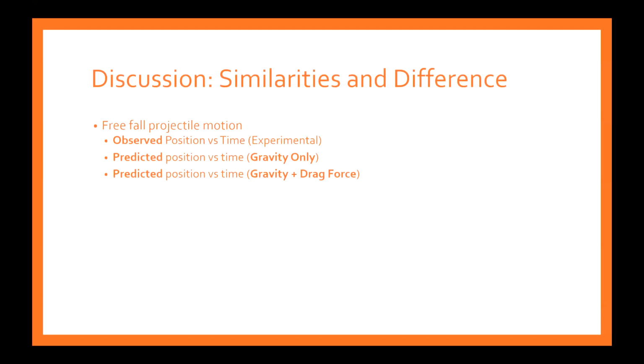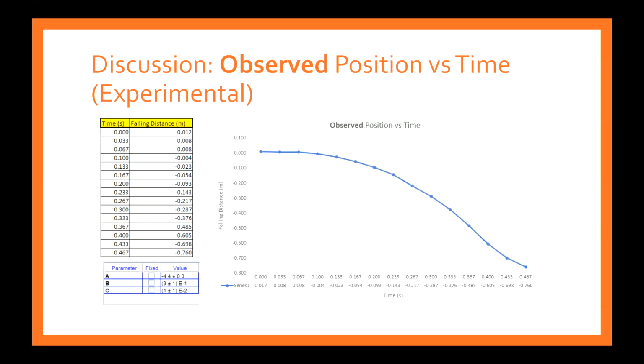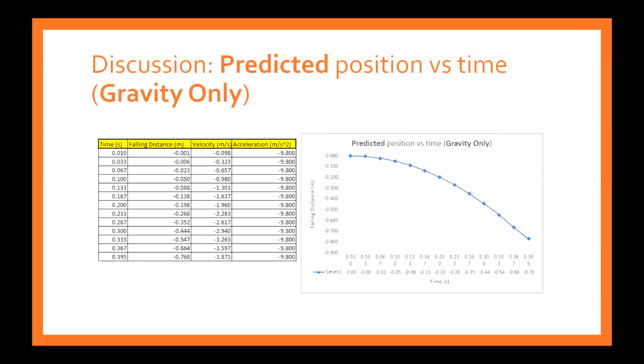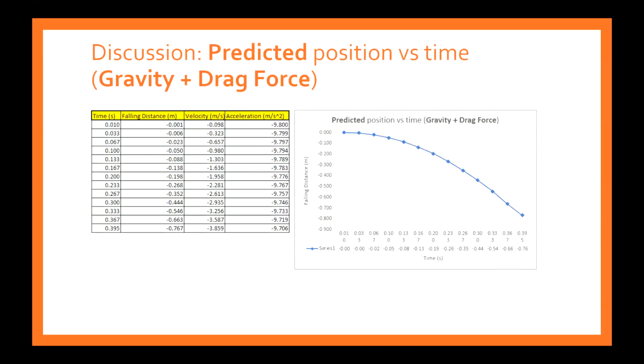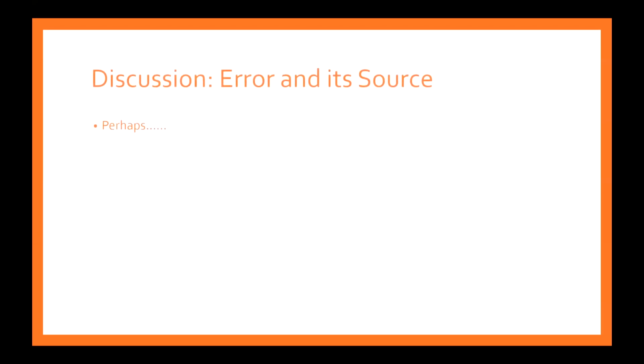Similarities and differences of those three. Here's what I actually got in this experiment. The acceleration was negative 4.4 meters per second squared. I have no idea why I got it. I was supposed to get around 9.8, but yeah. Here is what I got for the gravity only model. Here is the model that considered drag force. Still 9.7, which is still around 9.8.